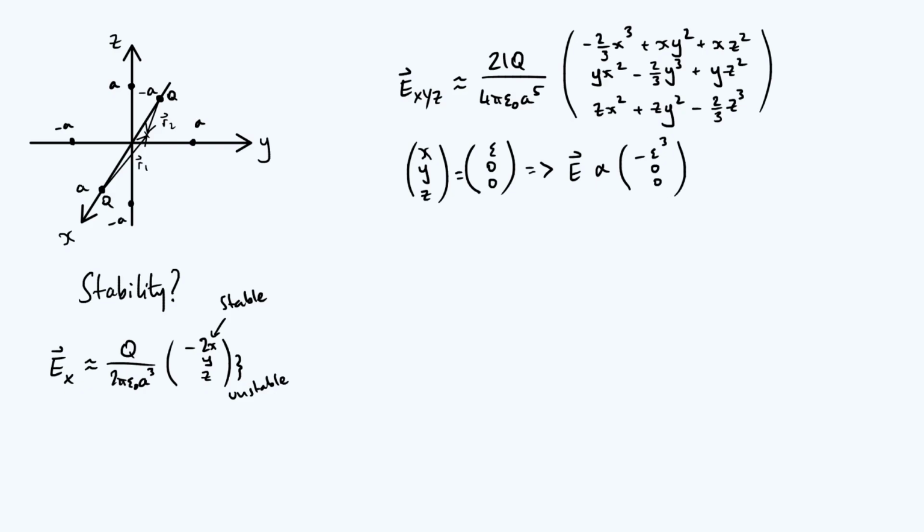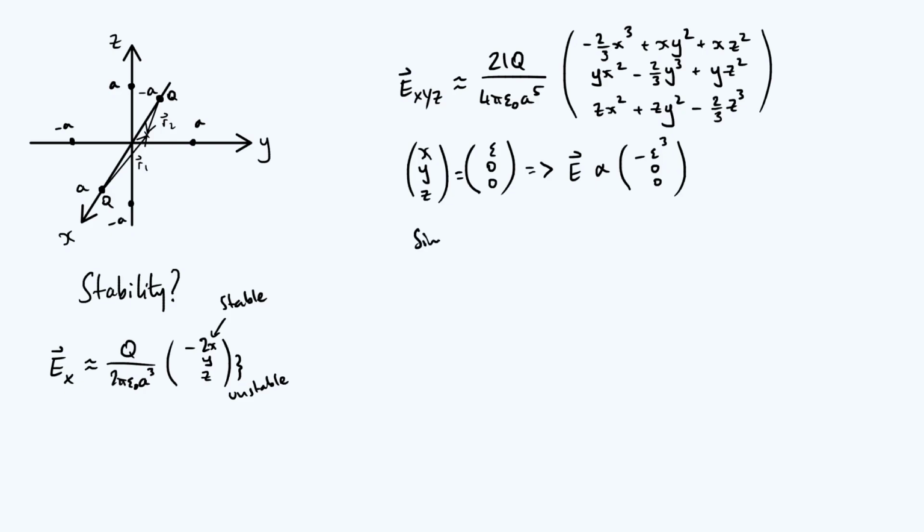So when epsilon, the x displacement, is positive, then the resultant force is negative, and vice versa, which suggests that our system is stable to perturbations in the x direction, which again makes sense because you've still got those two particles on the x-axis pushing the particle in the middle away.